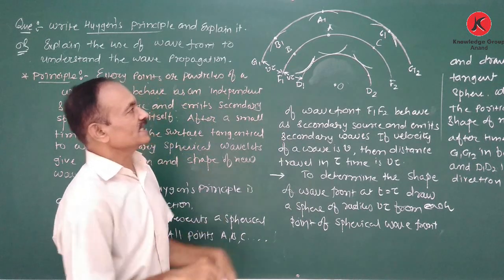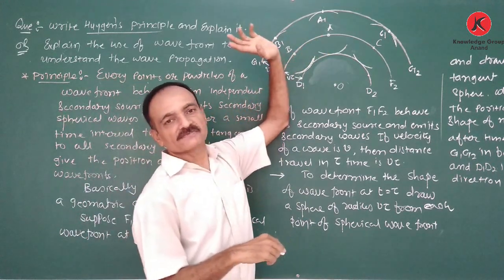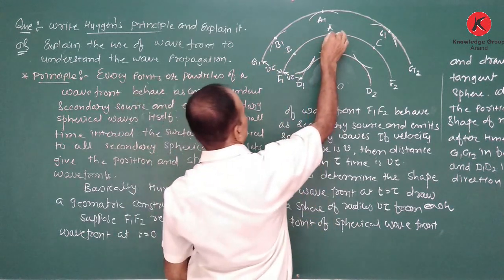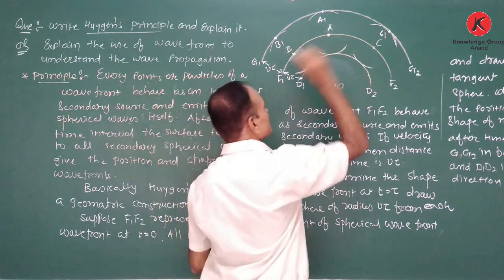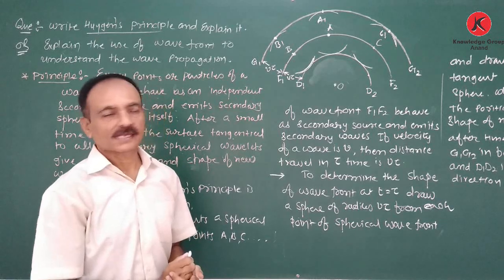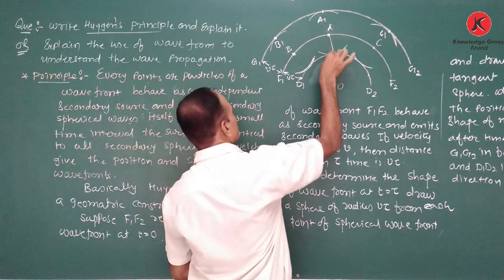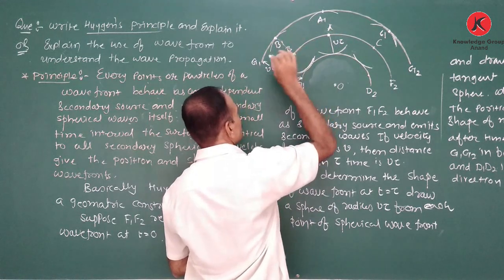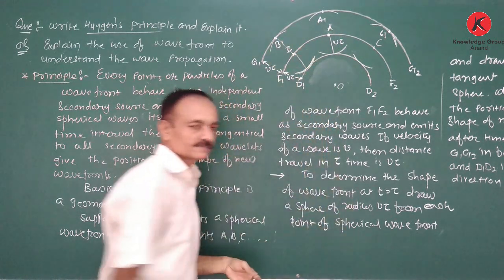Now, if the velocity of a wave in a given medium is v, then in time τ, the distance traveled by the secondary waves produced by the points A, B, C in all directions is v into τ. This side also v into τ, and that also v into τ.